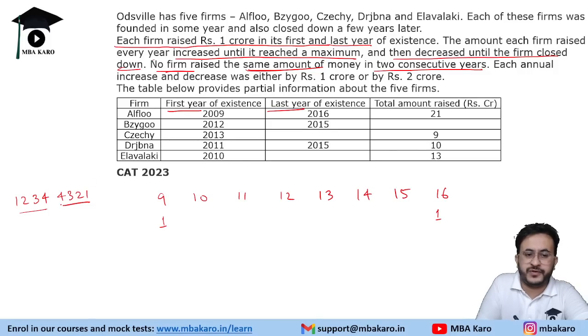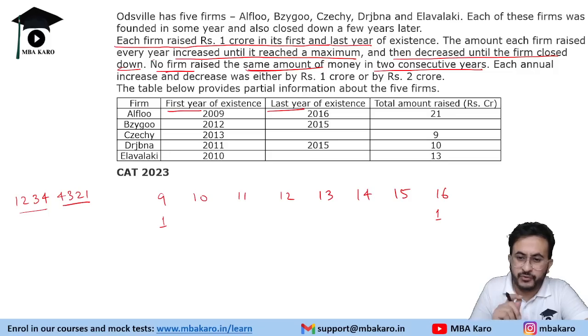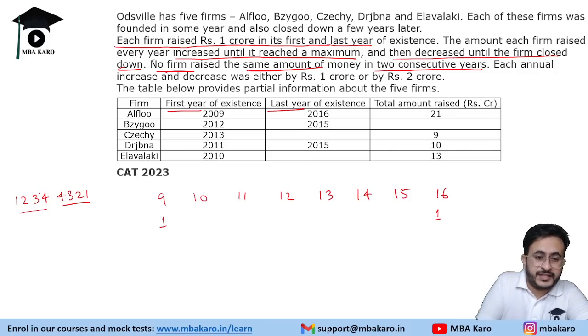So if it becomes 1 2 3 4 4 3 2 1, that is 20, right? We have to make 21. So we need to raise one of these numbers. Which number should we raise? See, it says that it is increasing and decreasing. It cannot be same in 2 years. Like if you take this logic, 4 and 4 are same. So make one of them 5.